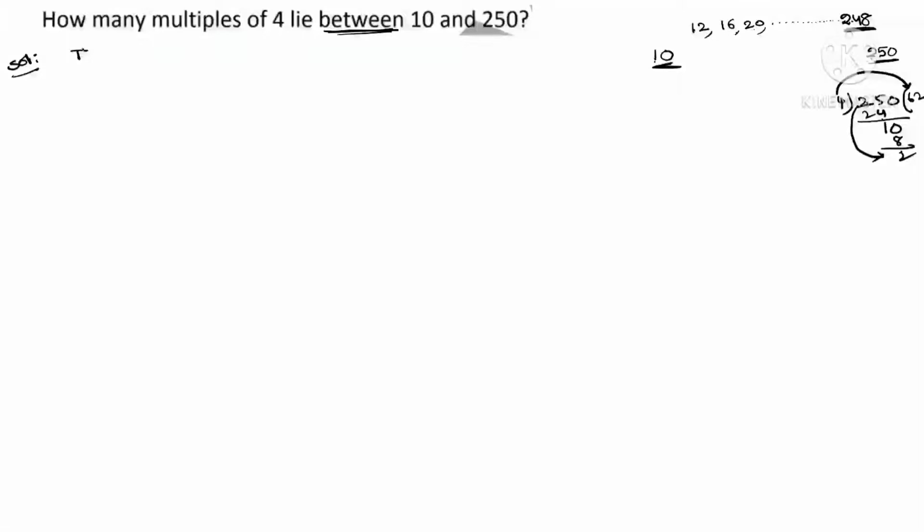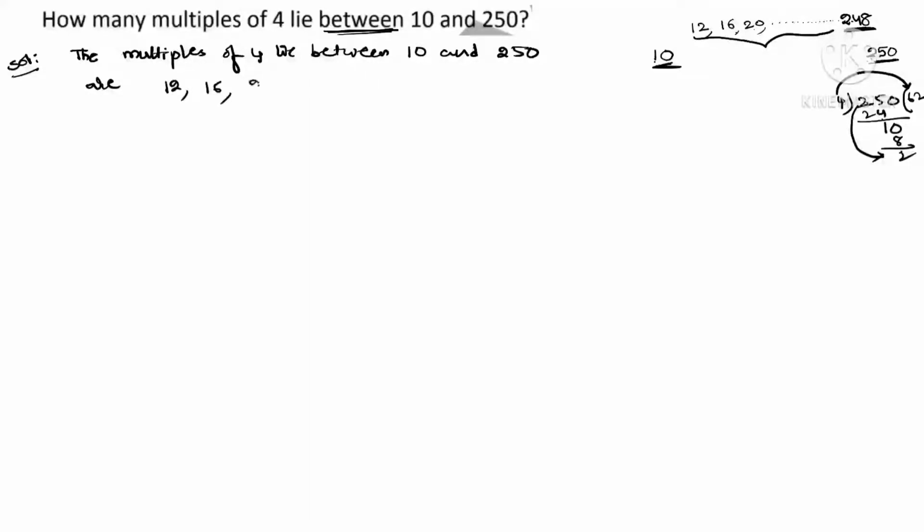Okay. The multiples of 4 lie between, which are the numbers? 10 and 250, so the numbers are what? 12, 16, 20, and so on up to 248. Did you understand this step? Yes or no?